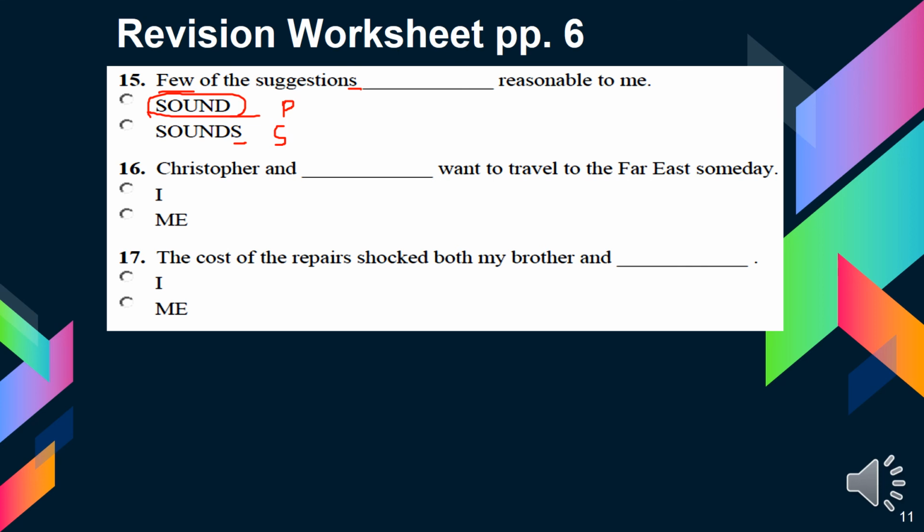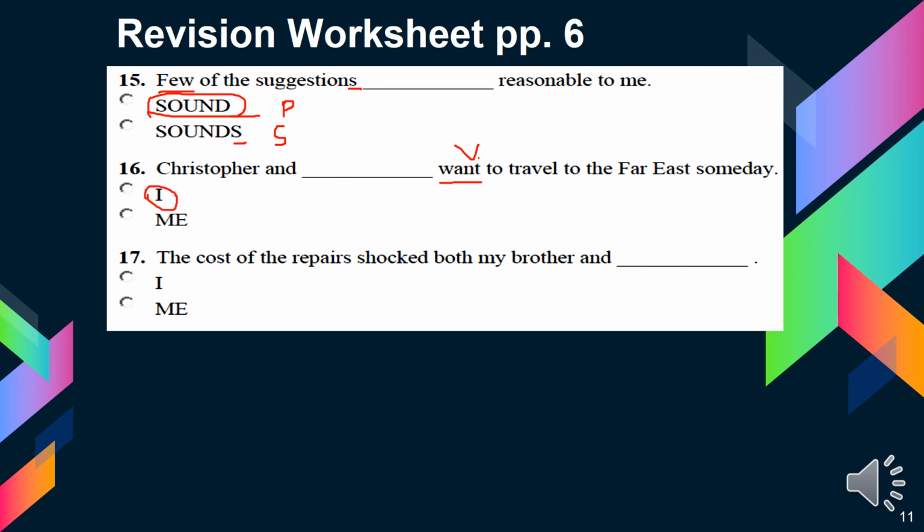Christopher and what want to travel to the Far East someday. The Far East means Japan. So Christopher and I or and me want. What is the verb? Want. This is the verb. Do you remember the rule that we have revised just now? Yes, so I need a pronoun that comes before the verb, which is the subject pronoun. So I want or me want. Can I say me want? Of course not. I want.